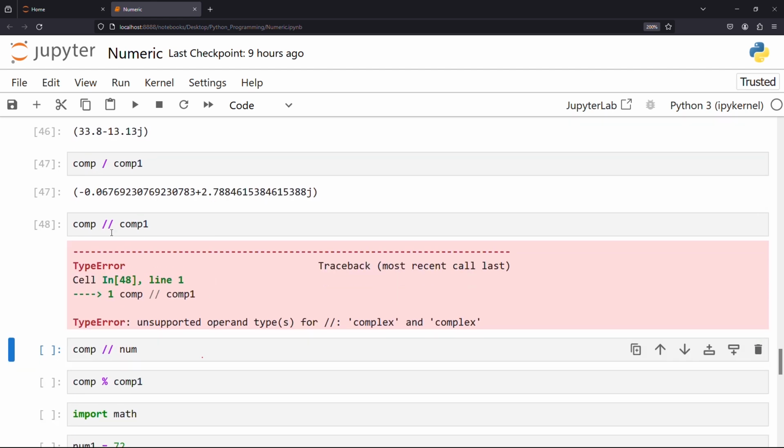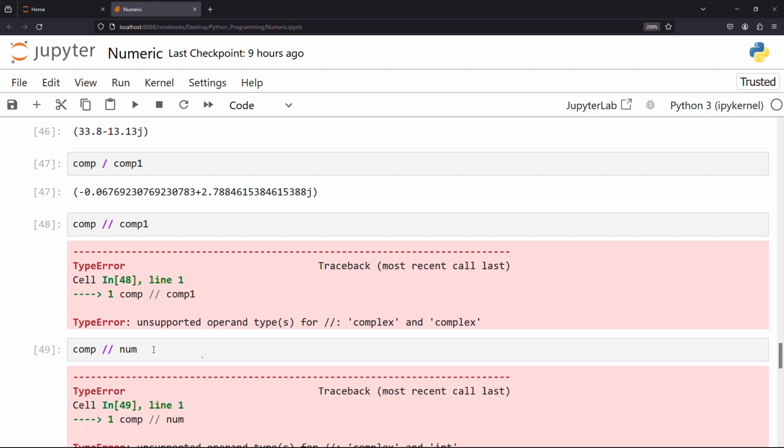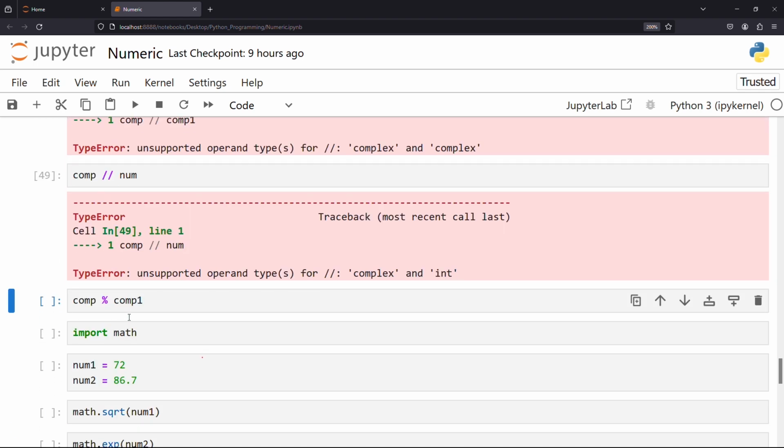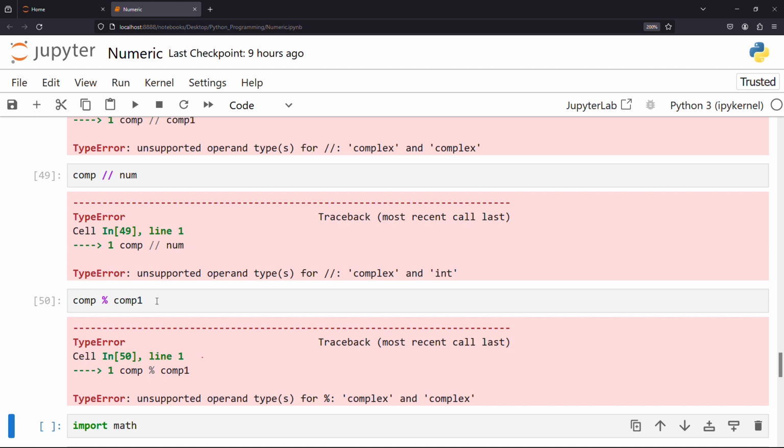And this is not supported in the case of complex numbers. And similarly, this operation is also not supported because we are trying to divide one complex number by an integer, and this is also not supported. So let's see modulo. This modulo operation also cannot be supported by complex numbers.